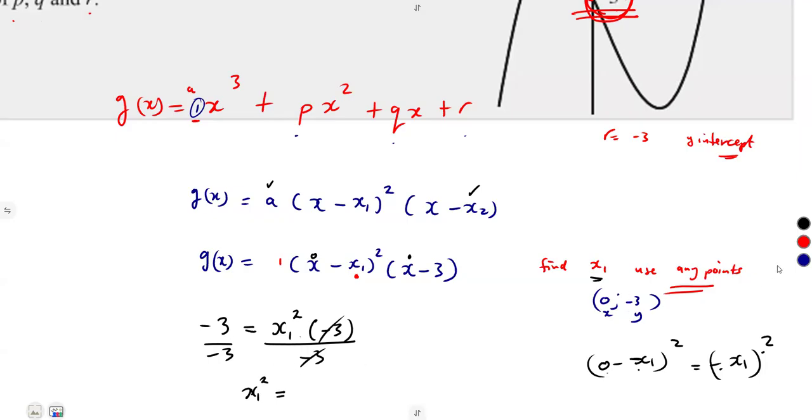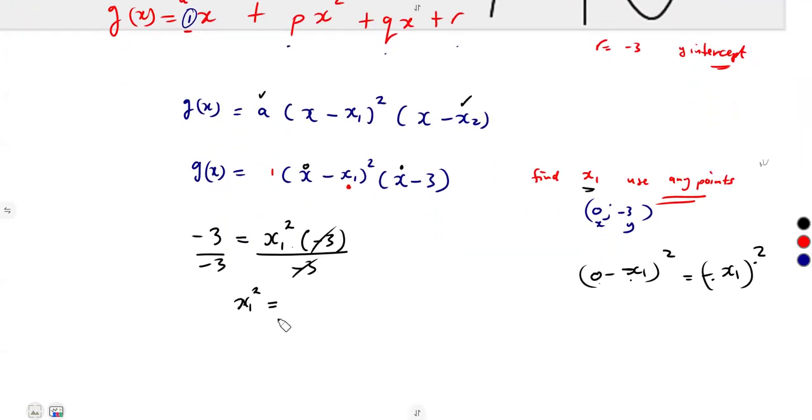Negative 3 is going to give us what? A positive 1 if we divide. All right, so that is going to give us a positive 1. To find the value of x, introduce the square root. So x1 is going to be what? The square root of 1. We do understand, yes, it's plus or minus 1.